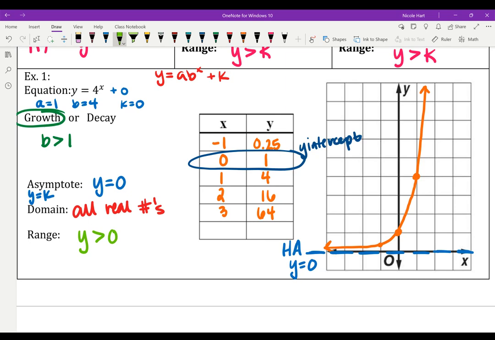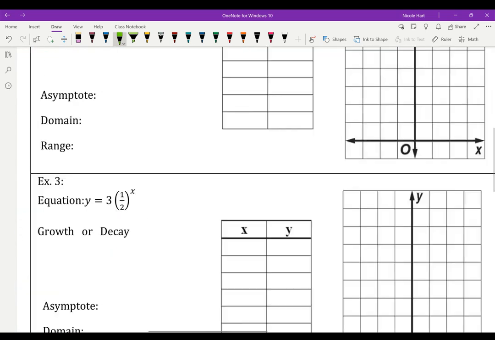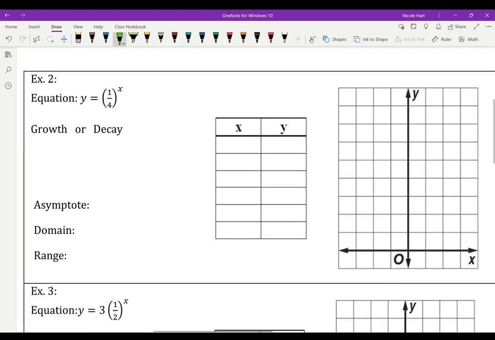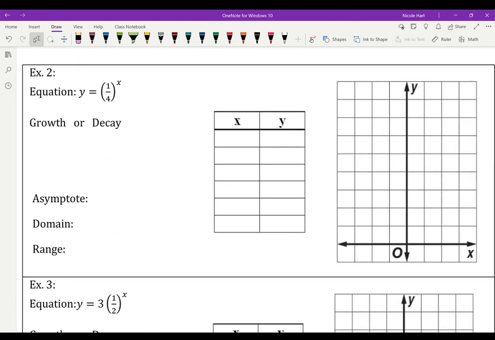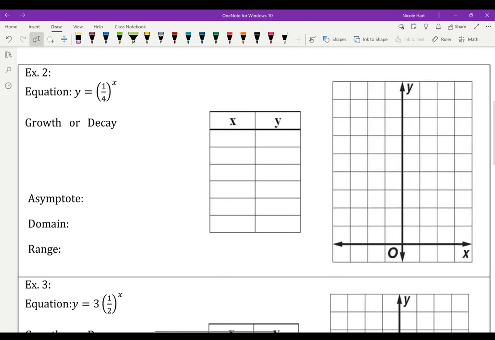Okay, so let's look at another example of this, graphing it on our calculator. Example 2 here has the equation y equals (1/4)^x. So here I see I have a fraction between 0 and 1. So this is going to be our fractional decay. This is definitely going to be a decay because b is equal to 1/4. We have an invisible a is equal to 1, and we're not adding or subtracting anything.